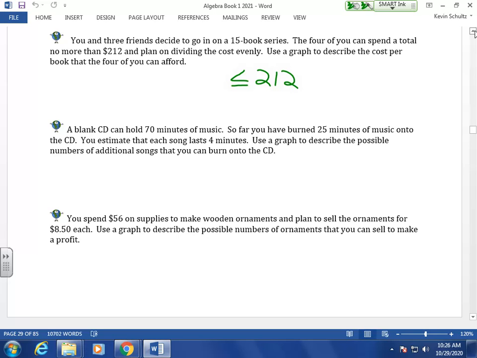Blake? The cost per book. So of the 15-book series, what's the cost per book that the 4 of you can afford? Not individually, but total. Yeah, yeah. Okay? And then you have a couple others too.